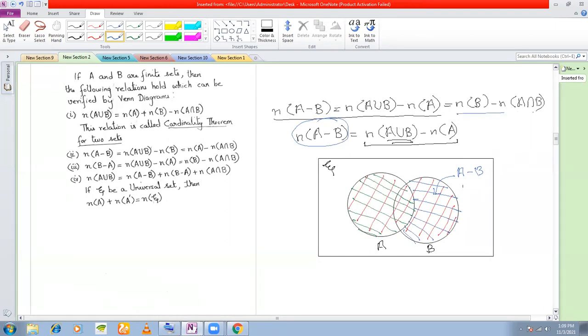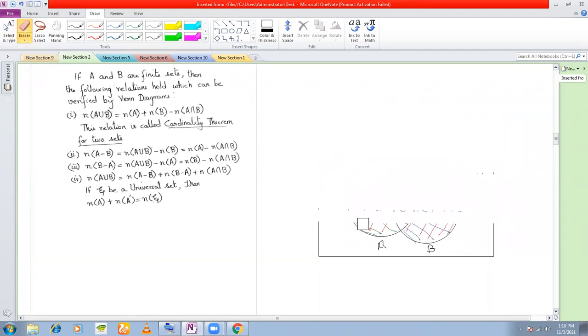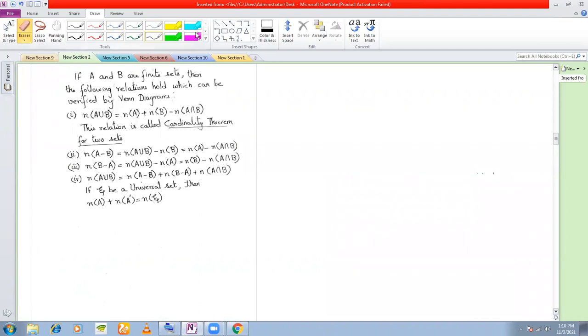Okay. For this one, cardinality of B minus cardinality of A intersection B. All these relations you can remember with the help of Venn diagrams. Okay. Next one, number 3. Cardinality of B minus A. Let's write the relation first. It is equal to cardinality of A union B minus cardinality of A, which is equal to cardinality of B minus cardinality of A intersection B.